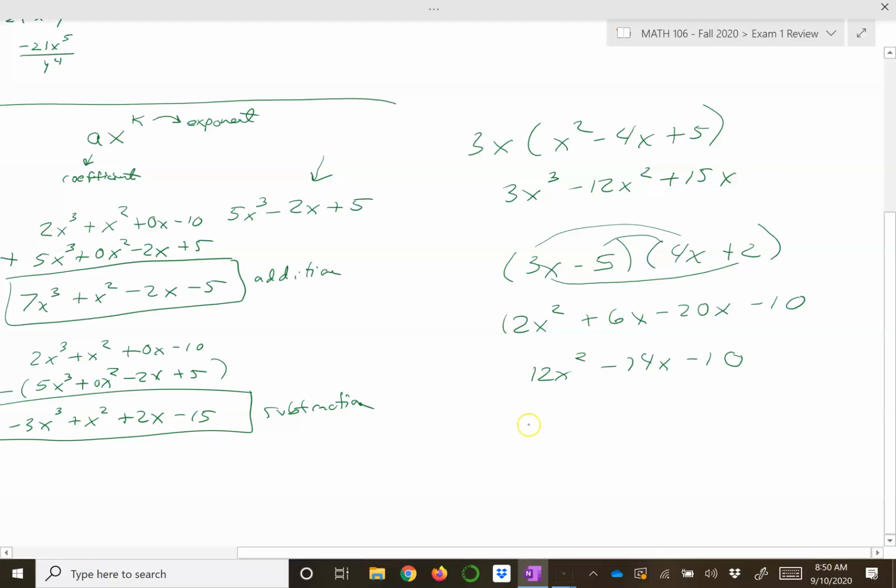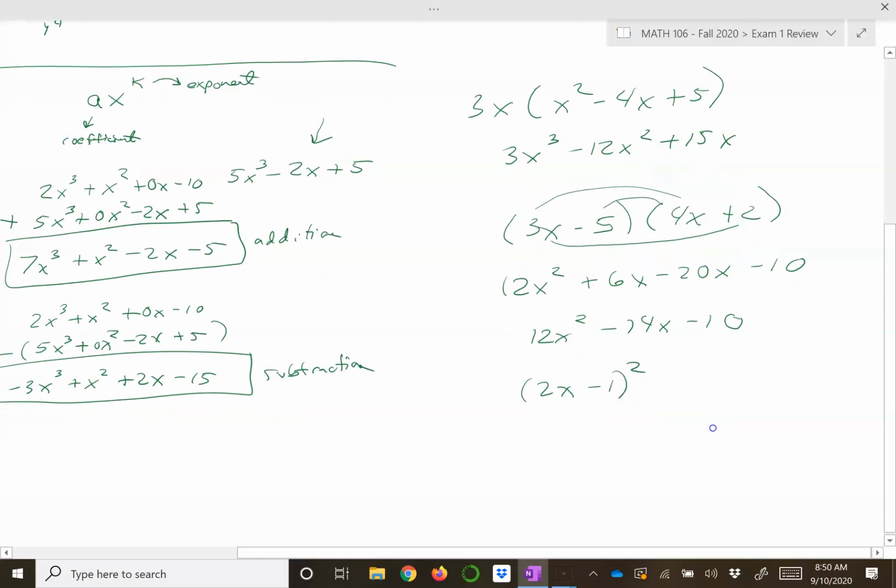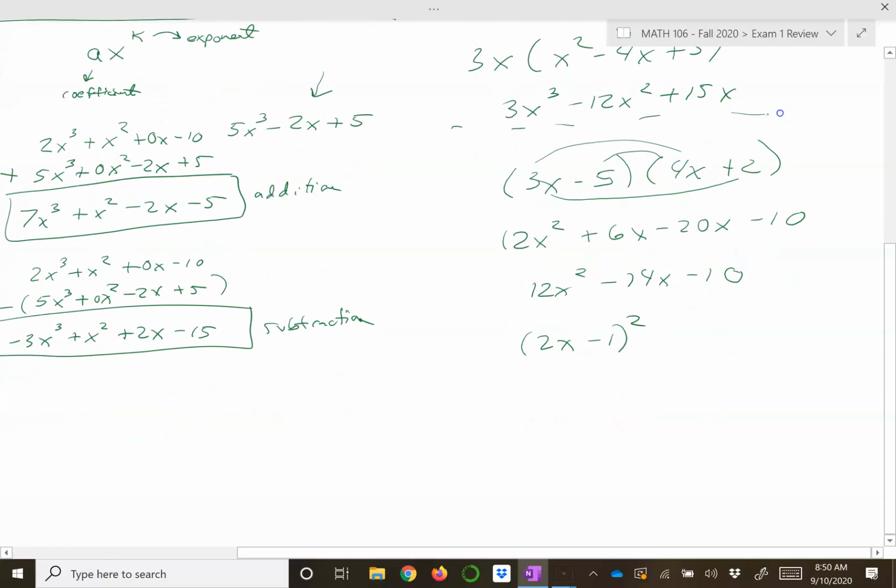Okay, we had stuff like, again, where you use FOIL, but you might just have like 2x minus 1 squared. Here, I'll just put some dotted lines between these. You know, they're not the same problem. So 2x minus 1 squared. That's the same thing as this, right? You're just multiplying that binomial by itself. And then you FOIL. And hopefully by now we're getting really good at that coming up on this exam. So you get 4x squared minus 4x plus 1. Okay.